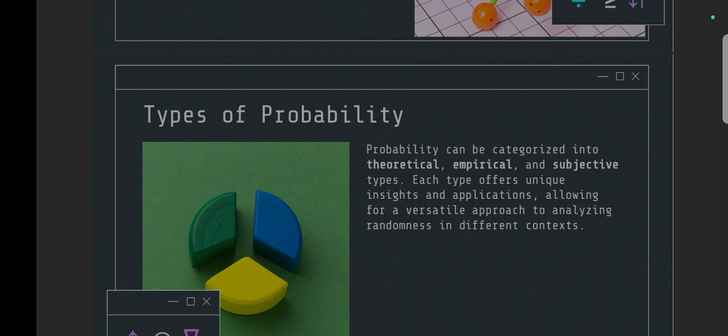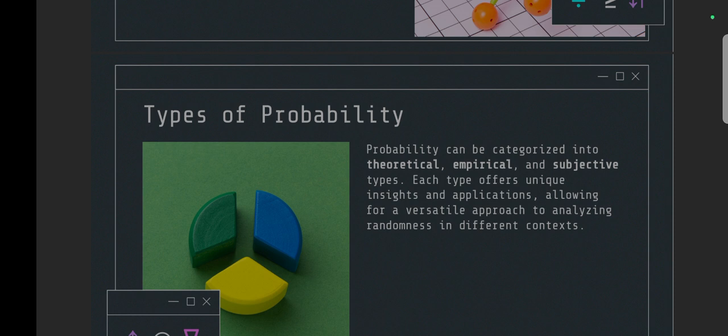Next one, joint probability. This is a probability of two events occurring simultaneously, and it is denoted by P of A intersection B. Example: the probability of rolling a 3 on a die and flipping a head on a coin at the same time. Sixth one, marginal probability. This is the probability of a single event occurring irrespective of the outcome of another event. It is obtained by summing or integrating joint probabilities.